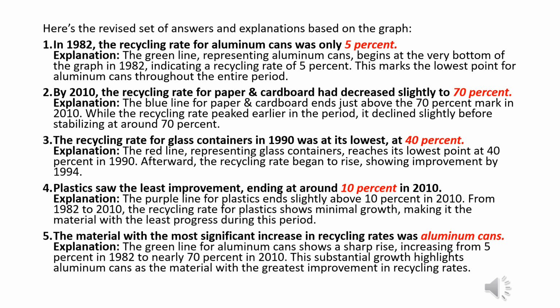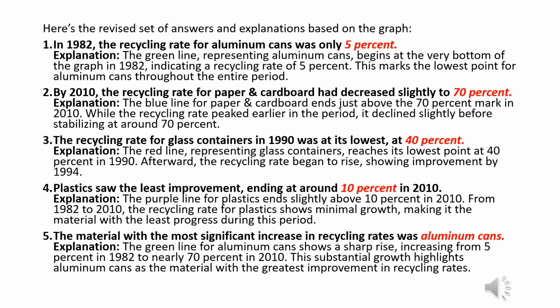4. Plastics saw the least improvement, ending at around 10% in 2010. Explanation: the purple line for plastics ends slightly above 10% in 2010. From 1982 to 2010, the recycling rate for plastics shows minimal growth, making it the material with the least progress during this period. 5. The material with the most significant increase in recycling rates was aluminum cans.